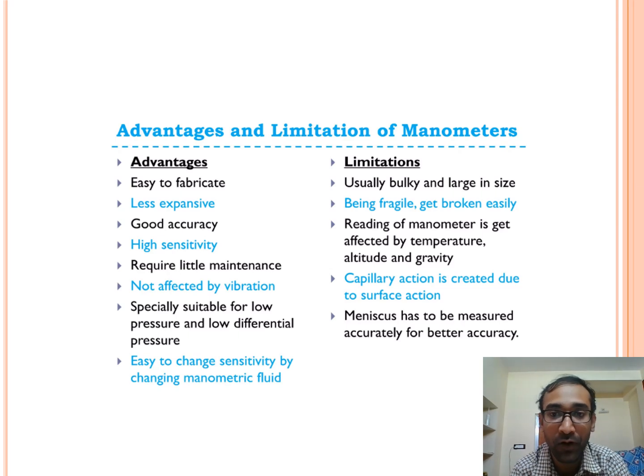Advantages and limitations of the manometer. The advantages are that it is easy to fabricate, less expensive, has good accuracy and high sensitivity, needs little maintenance, is not affected by vibration, and is especially suitable for low pressure and low differences. Sensitivity is easy to change by changing the manometric fluid. The limitations are that it is usually bulky and large in size, fragile and easily broken. Its reading is generally affected by temperature, altitude and gravity. Capillary action is created due to surface action, and the meniscus has to be measured accurately for better accuracy.